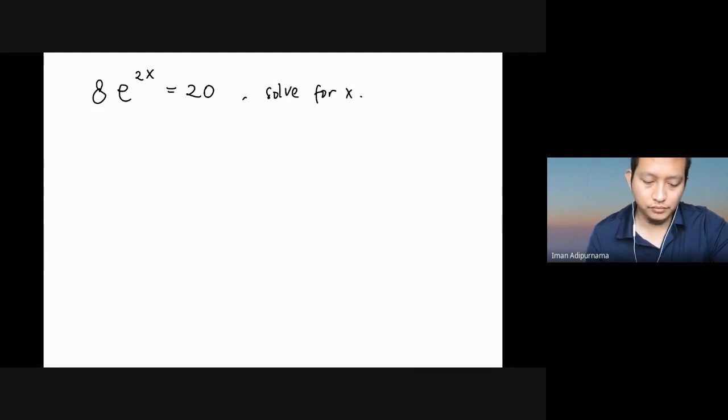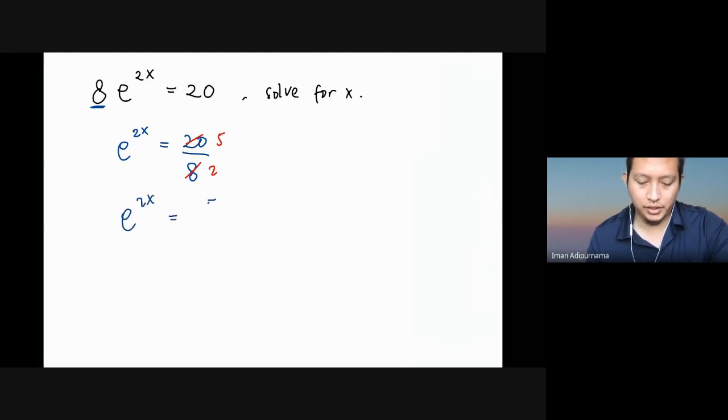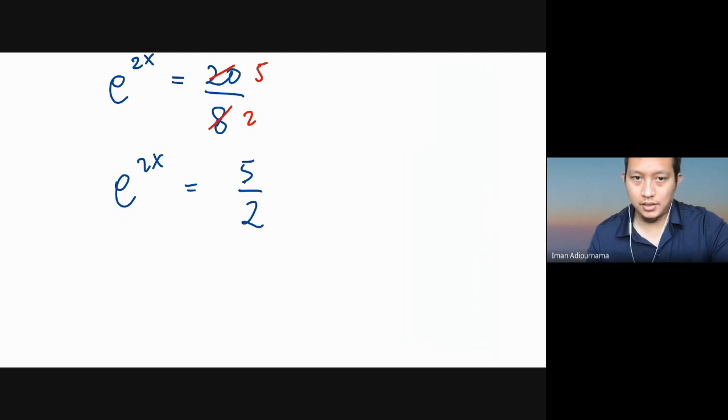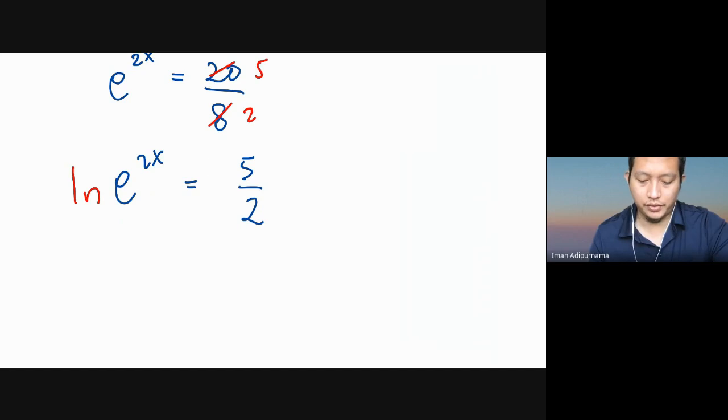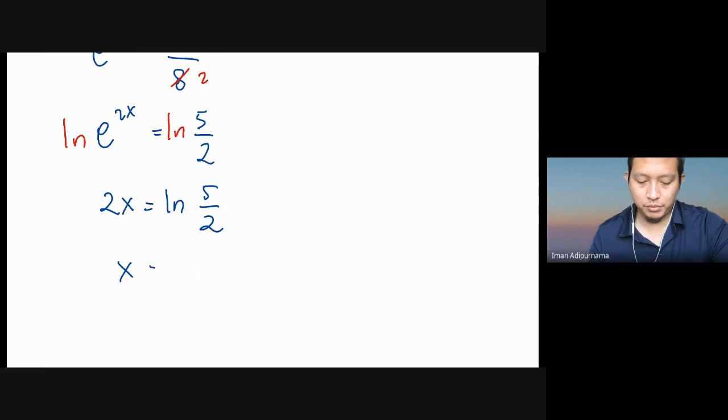Let's see the process. You have 8 in the front. Probably it's best to take the 8 to the right side, so 20 divided by 8, or we can rewrite this as 5 over 2. So e to the x is 5 over 2. And because this is e, I think it's best to add ln at the front. So we can make it x equals ln 5 over 2, and x will be ln 5 over 2 divided by 2. I think we can just stop here.